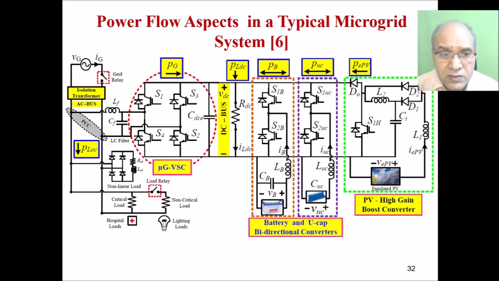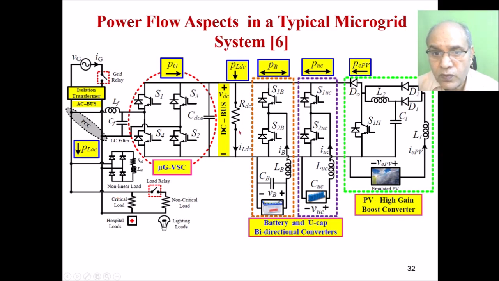Power flows between these units. For example, if we have a PV system, the power can always flow from this to this. So PV power always goes into the grid or into the load. The supercapacitor and the battery have bidirectional power flow. It means the power can either come to them or it can go to the grid or to the load.